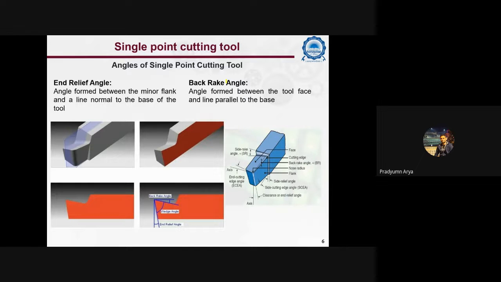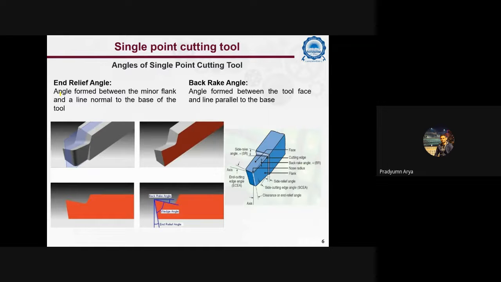Similarly, end relief angle and back rake angle. You can easily see with the help of this figure, that is back rake and end relief angle. End relief angle is the angle formed between the minor flank and a line normal to the base of the tool. And back rake angle is the angle formed between the tool face and a line parallel to the base. So why end relief angle? End relief angle generally prevents rubbing contact with the machined surface of the workpiece.